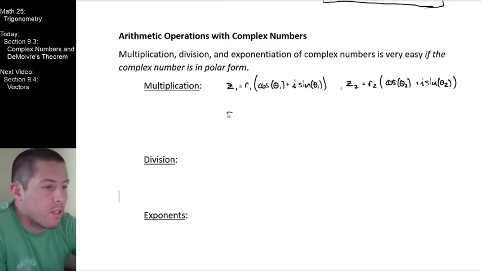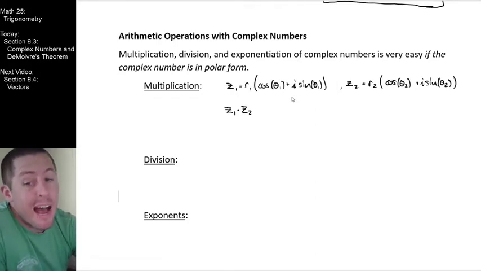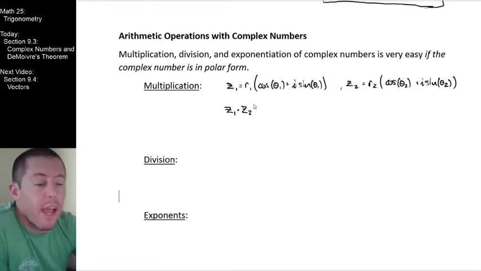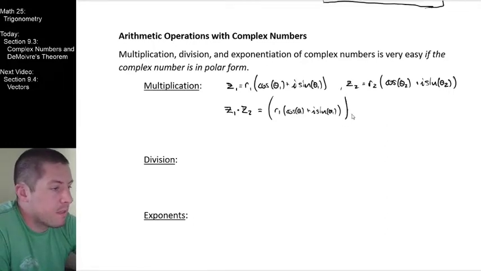What I want to know is, what does it look like when we do Z1 times Z2, right? The whole question here is, what does it look like when we do multiplication of two complex numbers? So I made two generic complex numbers. I put them in polar form because I know where we're going, and I want to see what happens when we multiply them together. So what we should be getting here is R1 times cosine of theta 1 plus i sine theta 1, times R2 times cosine of theta 2 plus i sine of theta 2.